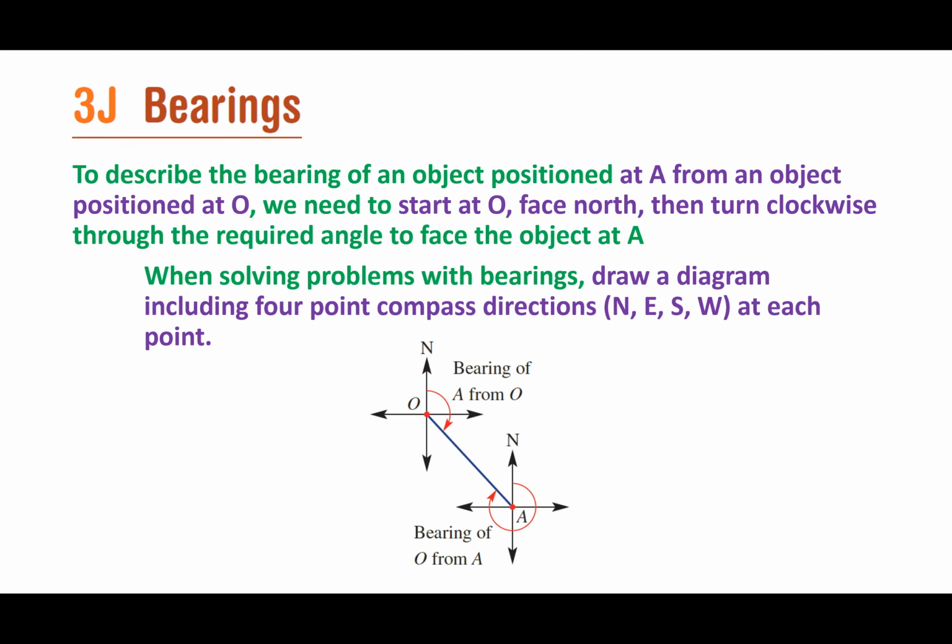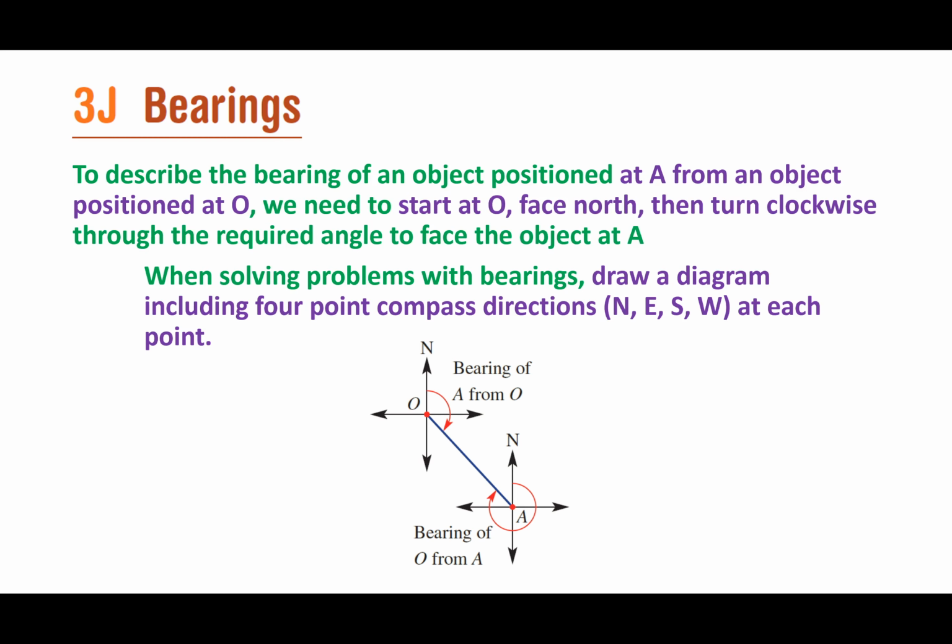Okay, to describe the bearing of an object positioned at A from an object positioned at O, we need to start at O, face north, and then turn clockwise through the required angle to face the object at A, okay? So it's basically what I'm saying. Looking north, turn that many degrees, that's how you find your bearing.